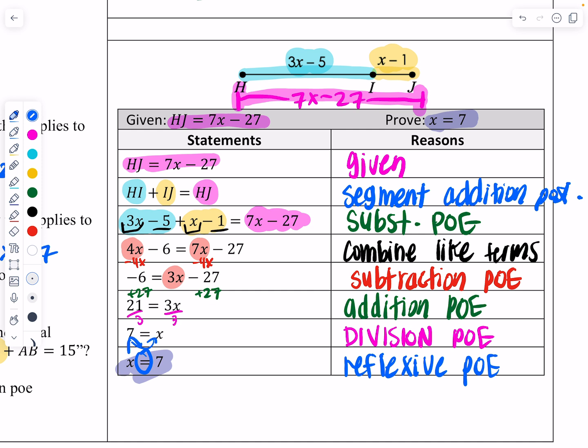Oh, y'all, not reflexive. I'm so sorry. That's symmetric. Why did I just write that? Symmetric. Symmetric, symmetry, single ladies dance. Okay? The symmetric POE. Reflexive would be like if 7 is equal to 7, or angle x is equal to angle x. The measure of angle 1 is equal to the measure of angle 1. Okay, so that would be if it looked in the mirror and saw itself. Symmetric is where you can interchange those.